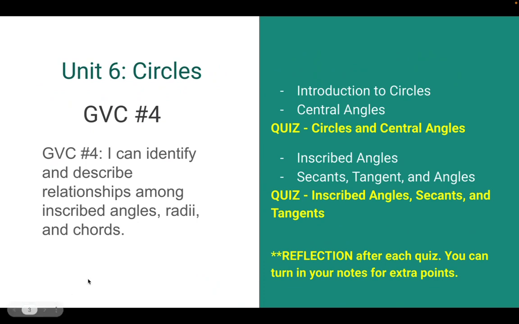Then Unit 6 is our GVC, so you should be able to identify and describe relationships among inscribed angles, radii, and chords. Radii is just plural for radius. So we're going to take what we know about the radius of a circle. Chords are a line that touches two sides of the circle, but that does not pass through the center. So if it passes through the center, it's a diameter. So we're going to have an introduction to circles and look at central angles, and then we'll have a quiz over that. And then inscribed angles, secants, tangents, and angles, and then have a quiz over that.